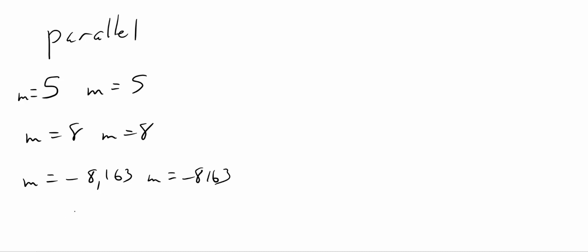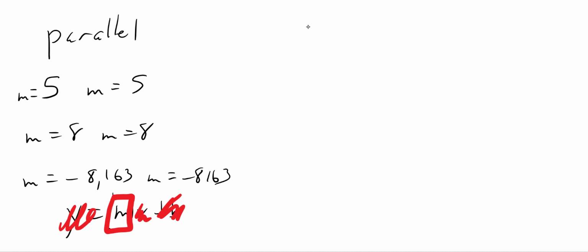Check this out. If you have y equals mx plus b, you're looking at the term in front of the x. You're not looking at the b, you're not looking at the y, you're not looking at the x. You're looking at the term in front of the x. If m is the same, the lines are parallel. That's not bad. Perpendicular is just a little more complicated.